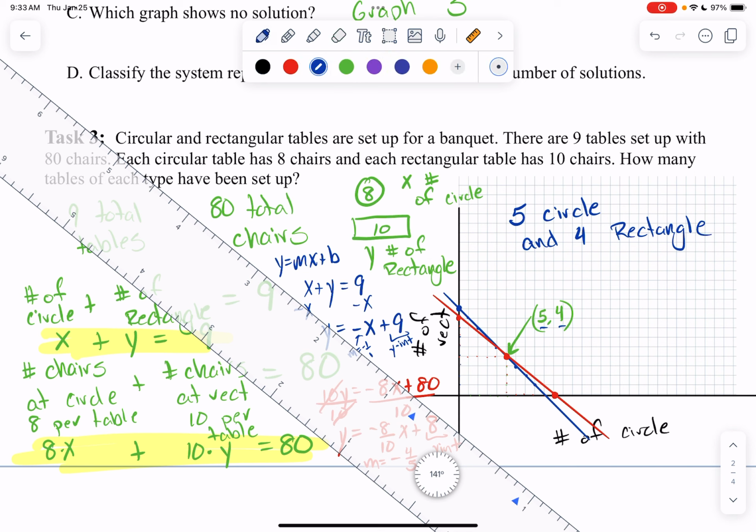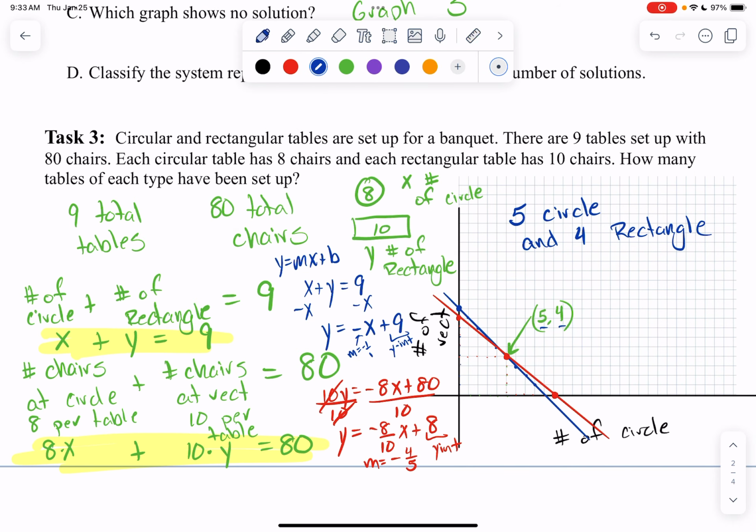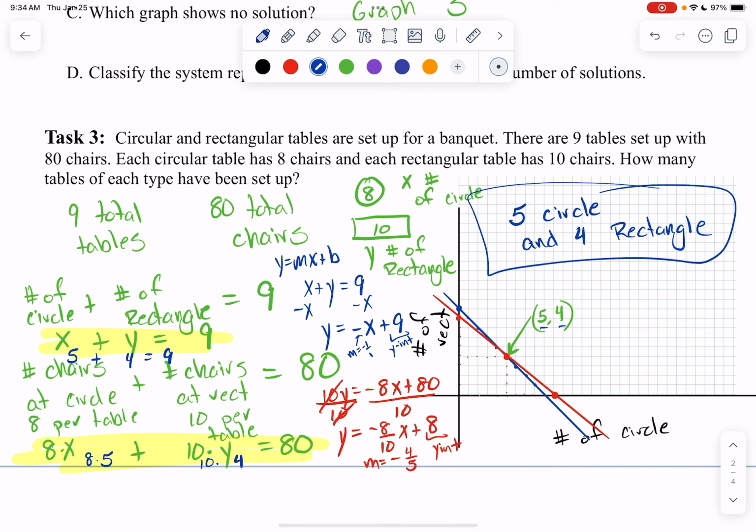Now if I put these back in the equations, it does work: 5 plus 4 is 9, and 8 times 5 plus 10 times 4 is 80. There's actually an equal number of people. There's 40 people on the round and 40 people on the rectangle, so 8 times 5 is 40, 10 times 4 is 40, and 40 and 40 is 80. So it does work. How many tables of each type have been set up? That many: 5 circle and 4 rectangle to seat 80 people.